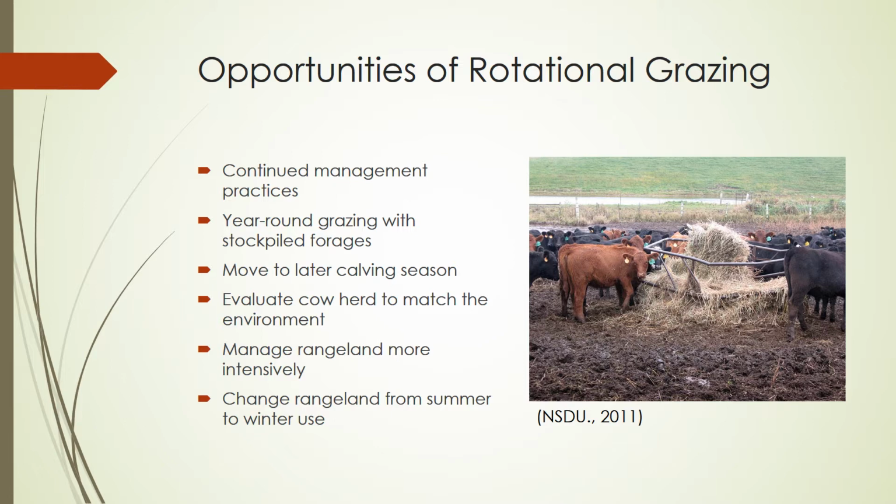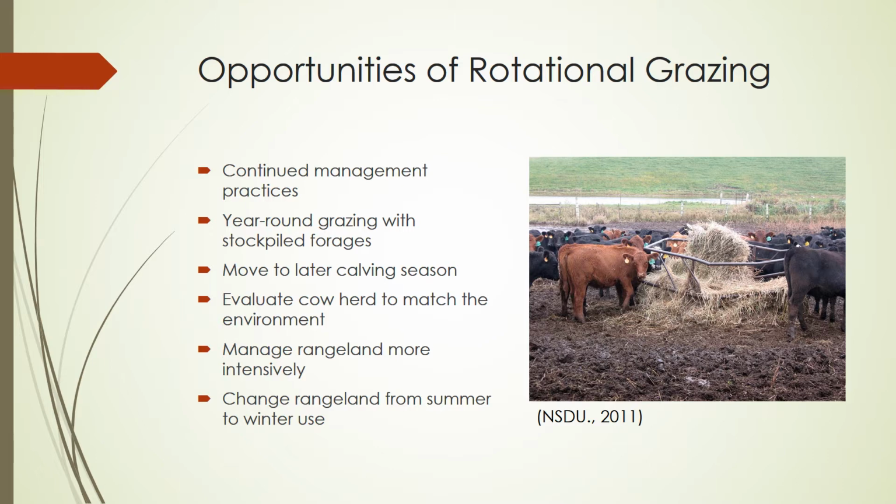The picture in the slide shows a whole bunch of cattle gathered around a bale feeder, eating hay, and there's nice green grass for them to be grazing in the background. Rotational grazing can cut out the step of having to produce hay to feed your livestock during the winter.